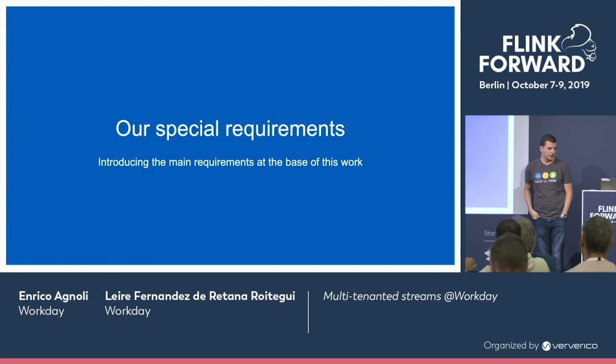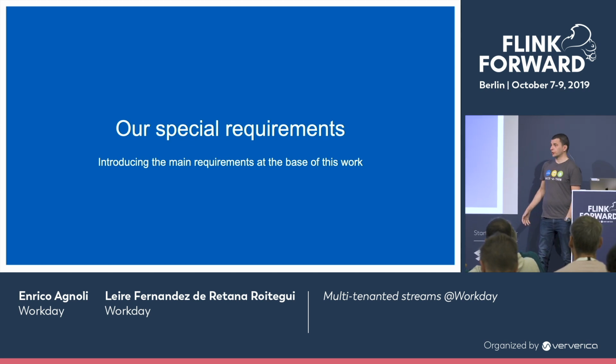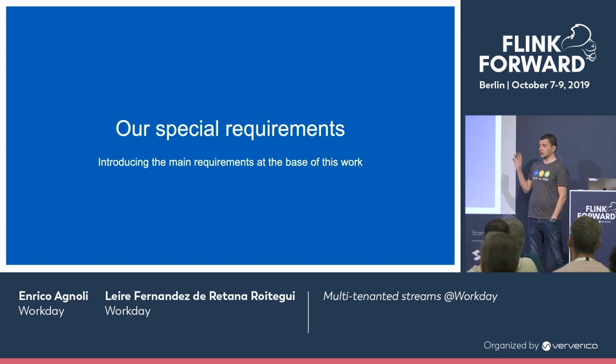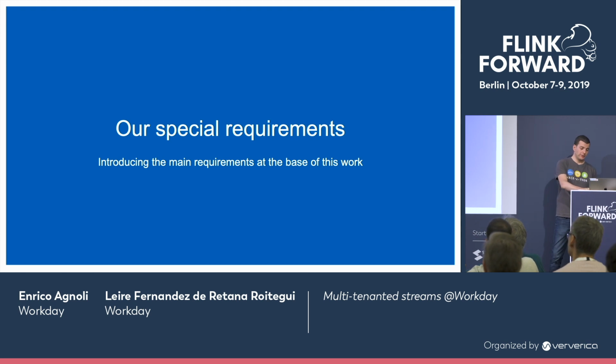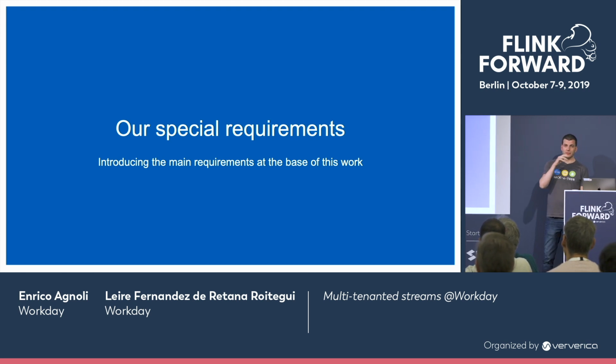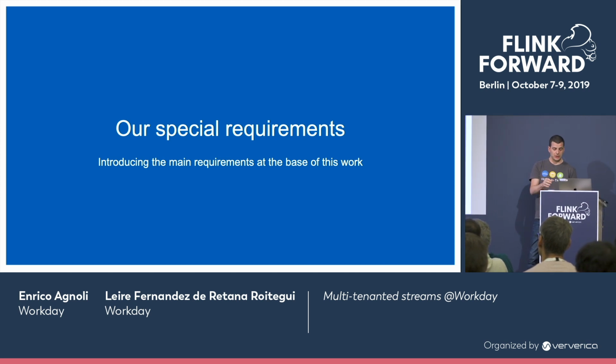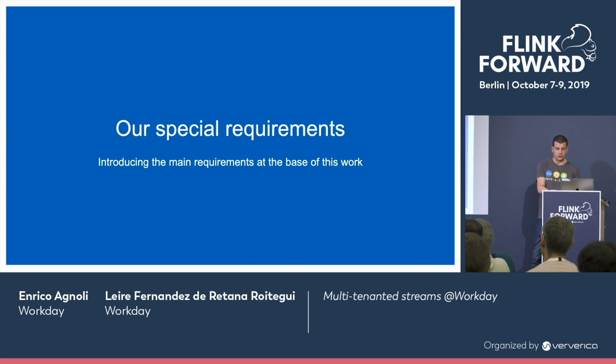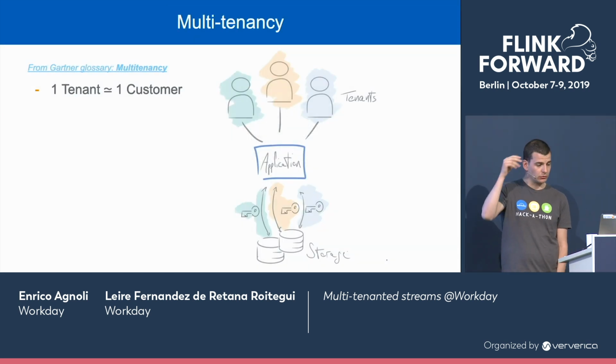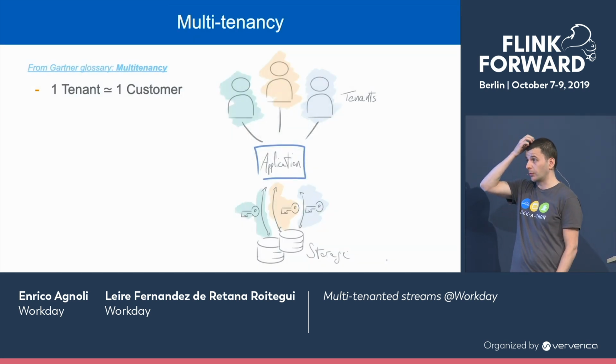Yeah, so given the requirements from Workday as an enterprise cloud solution provider, we have very special requirements in terms of architecture, in terms of how we deploy our software, and those requirements have created some issues with deploying scalable and production-ready infrastructure on Flink. And we can see here two main requirements that created the problem.